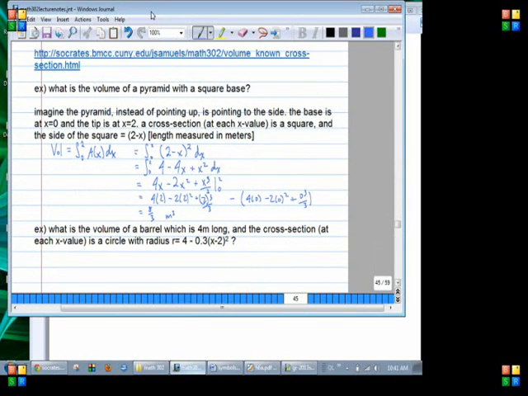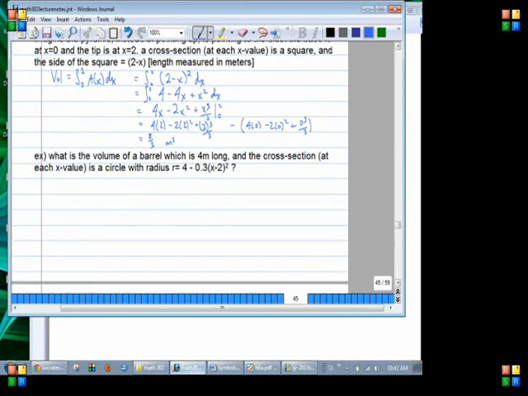Okay, so next, let's do this one. What is the volume of a barrel? The barrel's 4 meters long, and the cross section at each x value is a circle with the radius determined by that formula. Can we take an integral with pi r squared? Yeah, exactly right.